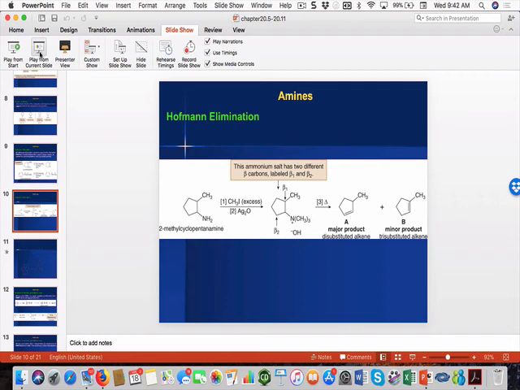Now what happens? Water is a good leaving group. Will it just leave? No, something's got to push it out. This is where the rearrangement comes in. What do I actually have to change? What do I have to rearrange? What bond do I need to make?